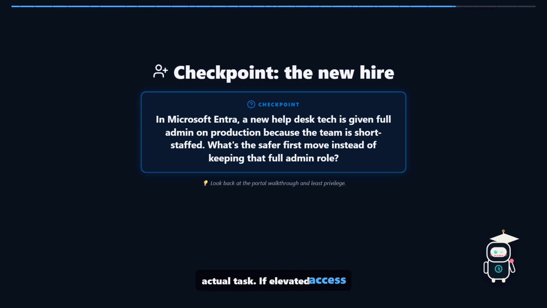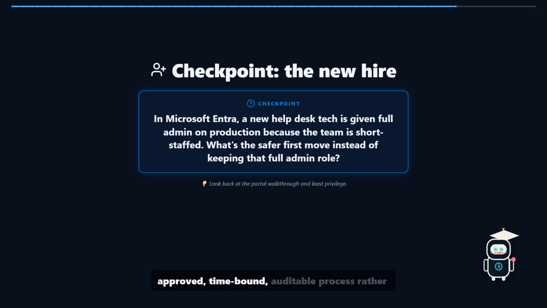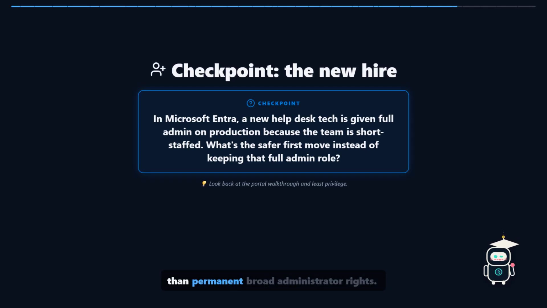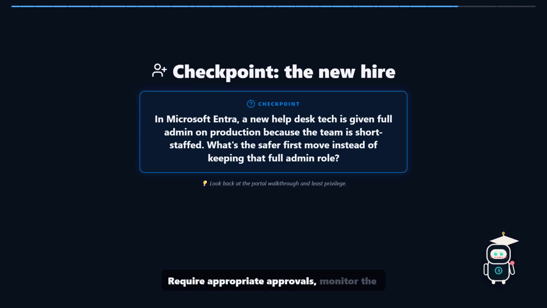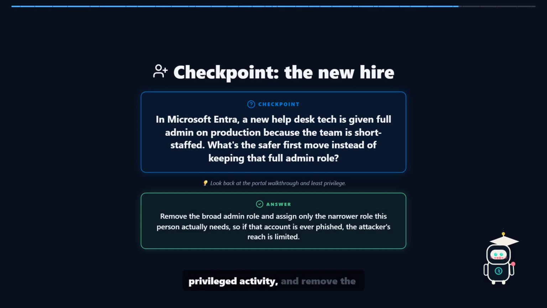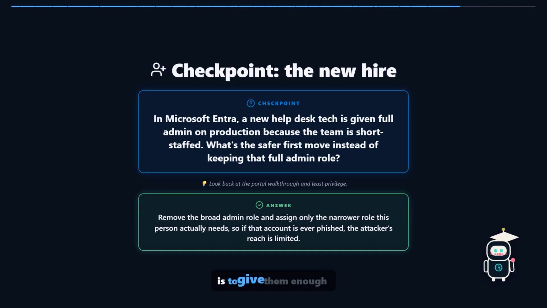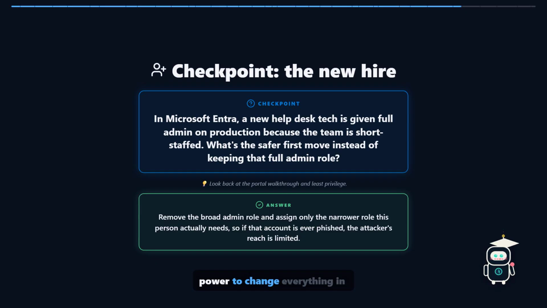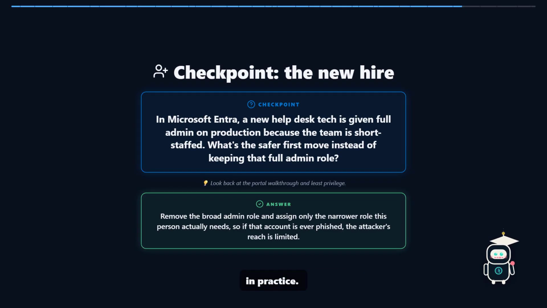If elevated access is genuinely required, use an approved, time-bound, auditable process rather than permanent, broad administrator rights. Require appropriate approvals, monitor the privileged activity, and remove the elevated access when the task is finished. The point is not to make new employees unable to work. The point is to give them enough access to do the job without giving one account the power to change everything in production. That is least privilege in practice.